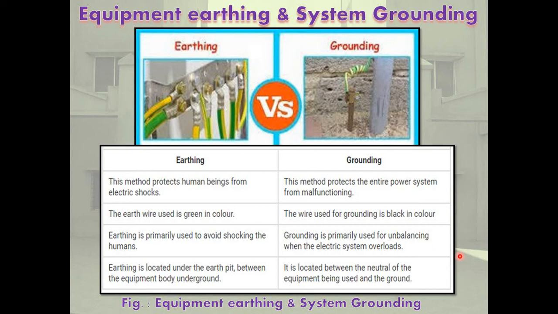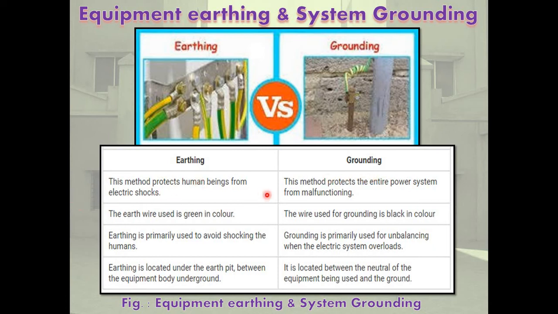Now, the difference between equipment earthing and system grounding. Here are the symbolic figures. Here it is earthing and this is a ground. Okay, now what is the difference between earthing and grounding?